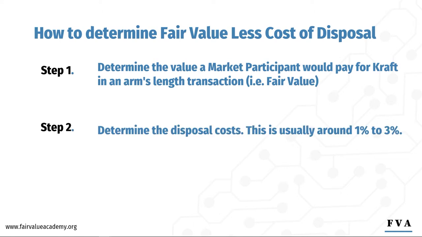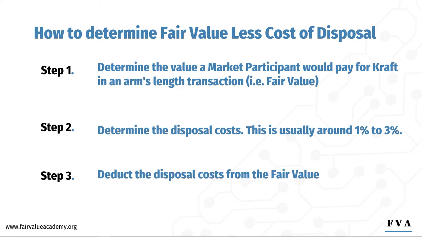Step 2. Determine the disposal costs. This is transaction costs such as broker fees, any transaction fees, any due diligence fees. This is usually around 1% to 3 or 4% of the fair value. And step 3, deduct the disposal costs from the fair value.